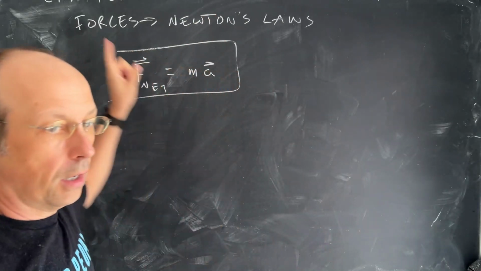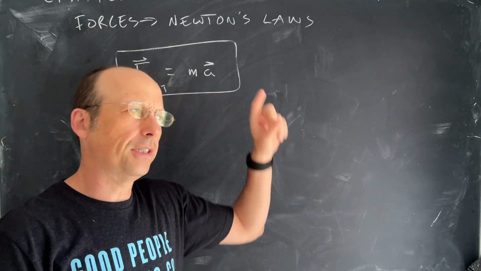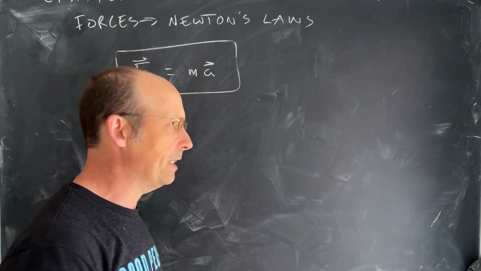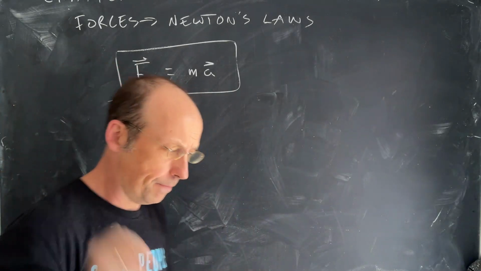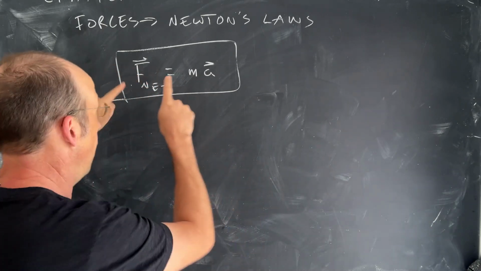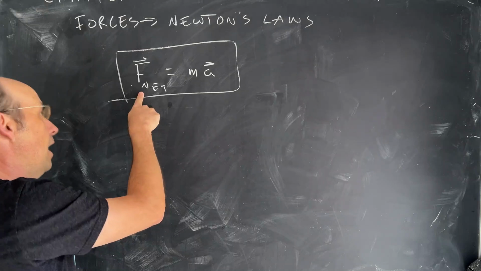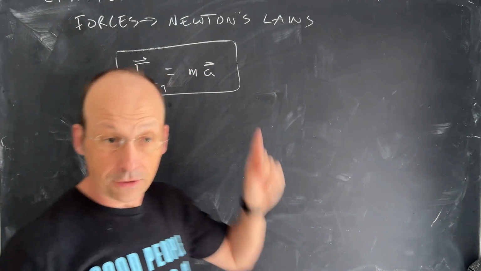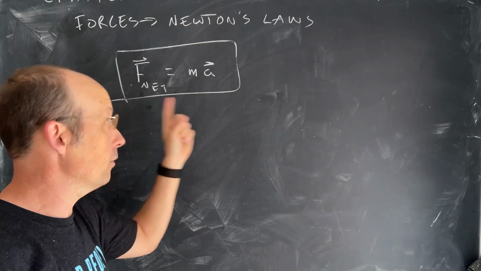Chapter 4. It says dynamics, forces, and Newton's laws. I think that's what the name of it is. Chapter summary for the OpenStax College Physics textbook, Chapter 4. Spoiler alert, this chapter is about this equation. This says that the net force is mass times acceleration. That's the big deal. And it's a vector, and it's the sum of the vectors, and that's a vector.